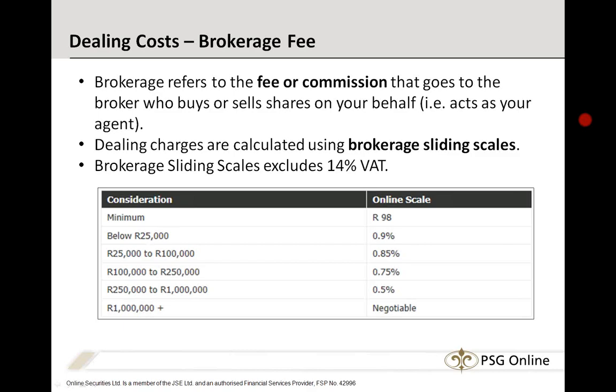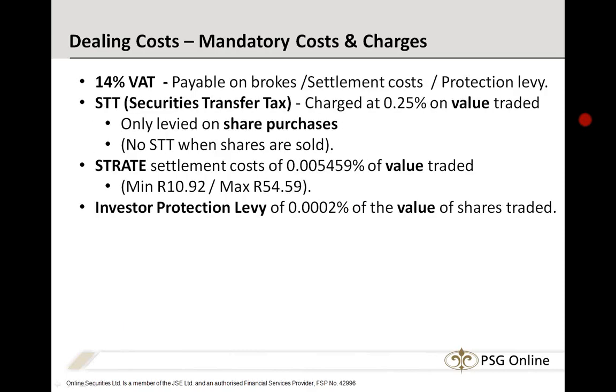Okay. So that's first of all your brokerage commission, the brokerage. And there's obviously VAT on the brokerage, 14% on the brokerage. And there's also what we call mandatory costs and other charges. There's what they call a securities transfer tax. It's a government levy. It's only charged on the share purchasing or the opening leg of the transaction. So it's 0.25% of the value of the transaction. So just remember, there's no securities transfer tax when you sell. So this is just a government tax on buying shares as such. We spoke just now about settlement costs.